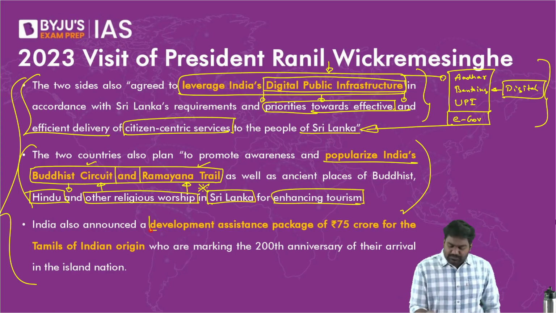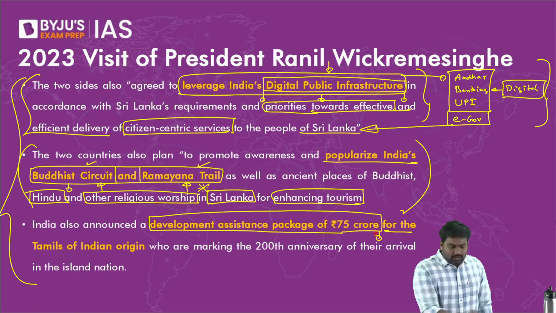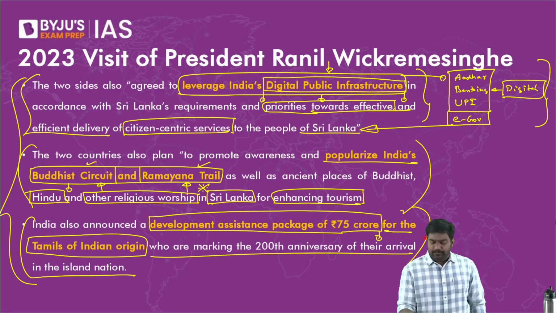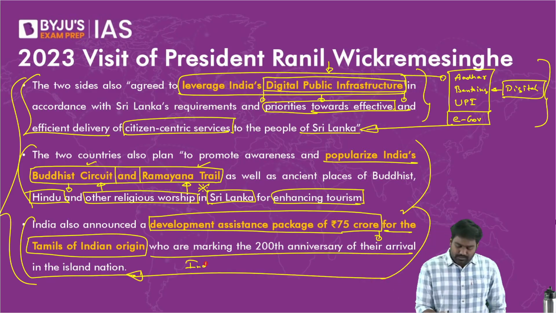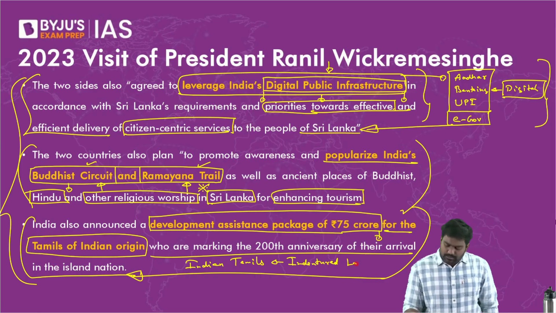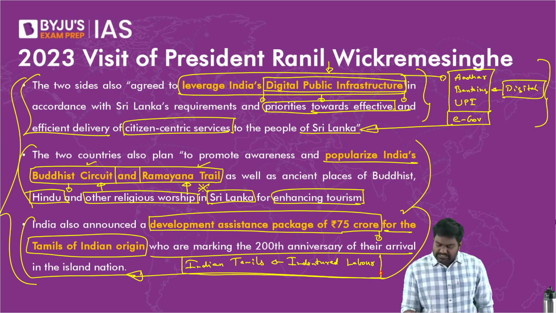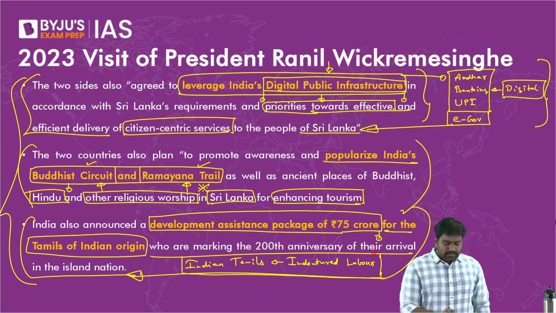And we have announced a special development package of 75 crore rupees to help the Tamils of Indian origin, to provide for their welfare. All right, Indian Tamils, especially those who came under the indentured labor system 200 years ago. Remember, I had mentioned this at the start, how the British transported Indian Tamils and settled them in the Sri Lankan highlands to work in plantation crops, right?